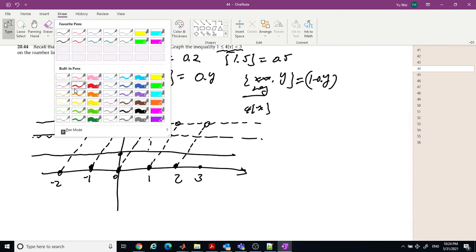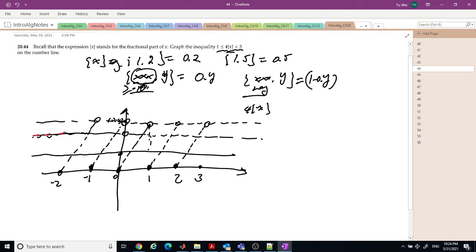Let's use the dash line to show it cannot equal, and the solid line to mean it can equal. So this is the 1. Now you can see the points are from here to here, from here to here, from here to here, from here to here.